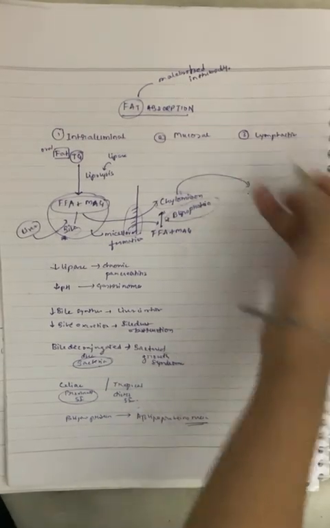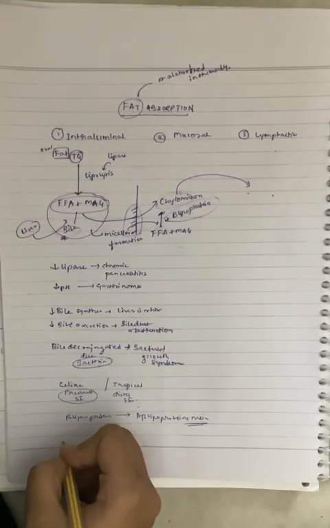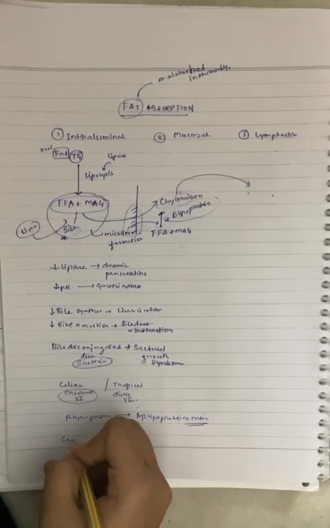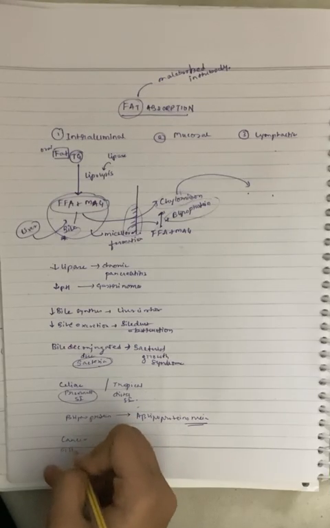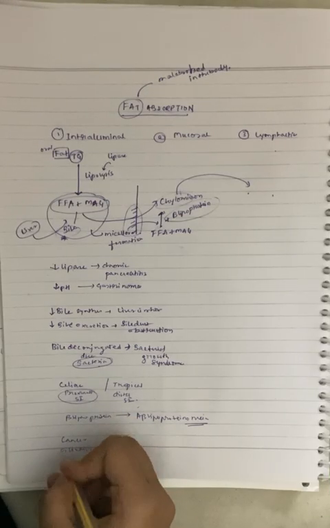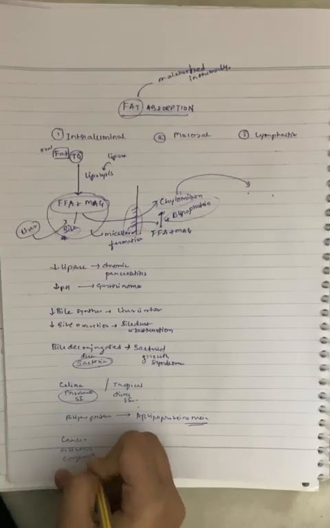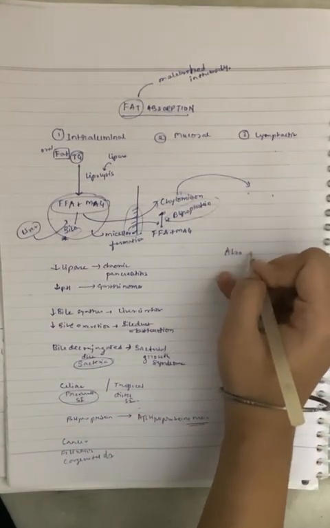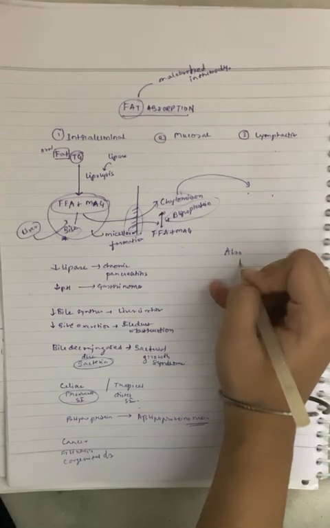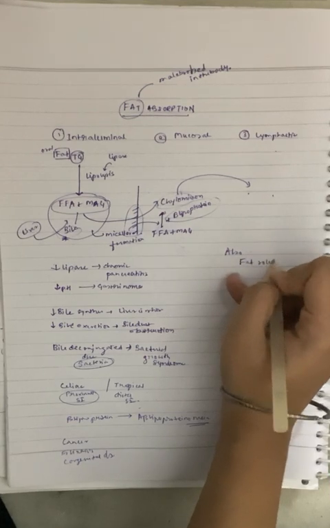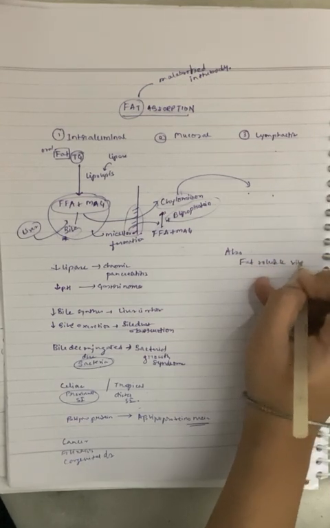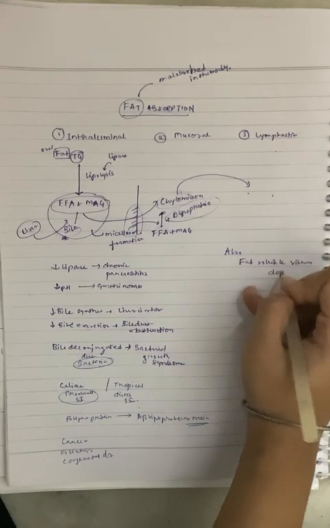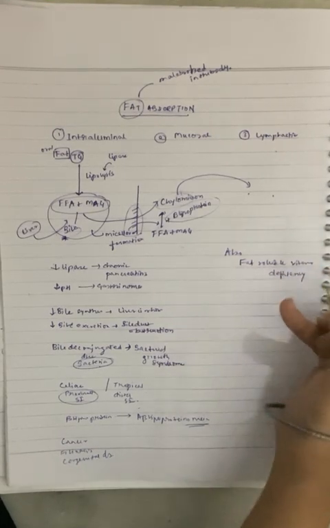And also in the lymphatic phase there are causes like cancer, filariasis, and congenital diseases. Also, when you see there is fat soluble vitamin deficiency, it means the fat is malabsorbed.